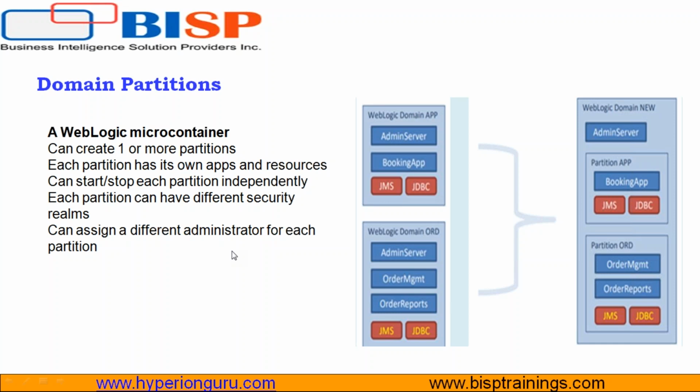But as I said, there is a layer of isolation. So application data is not shared. If you see right here, the booking app will have access to its own data, and order management and reports will have access to their own data. So it's not shared across. Similarly, application configuration for the booking app and order management will be different, and runtime will not be affected.